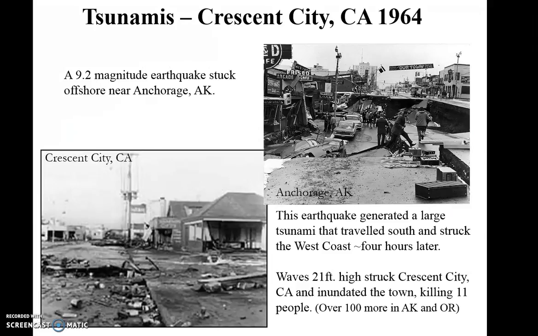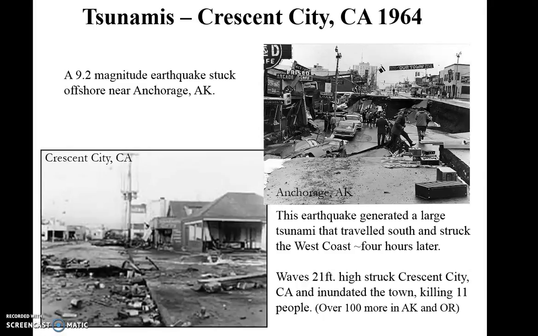Past historic tsunami incidents took place in Crescent City in 1964, where there was a huge 9.2 magnitude earthquake that struck offshore near Anchorage, Alaska. This was a significant earthquake for this region of the world. I mean, just looking at the devastation, cars, entire roadways destroyed. But as a result, this earthquake generated a large tsunami that traveled south and struck the west coast 4 hours later.